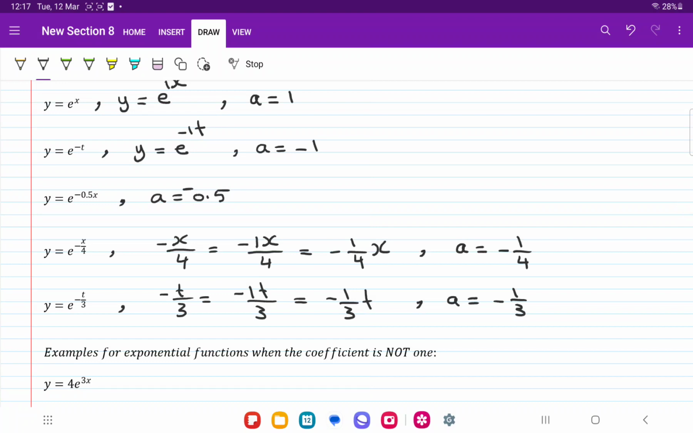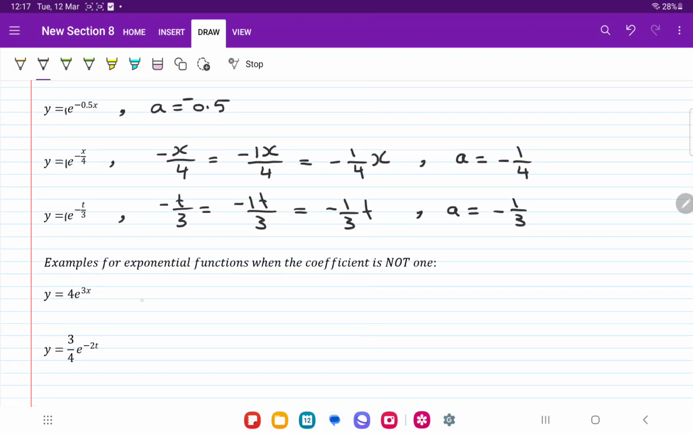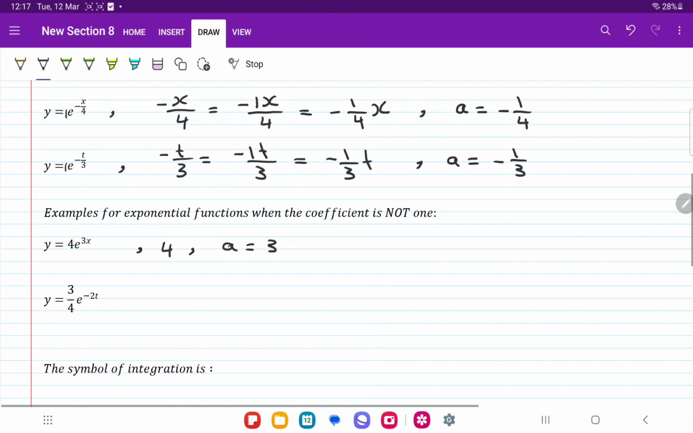As you can see, in all these examples, the coefficient of e, or the number in front of e, is 1. When it's 1, usually we don't write it down, okay? But there is a 1 all over here. Okay, so in this example, the number in front of e is 4, and the value of a is 3. Same thing here, the number in front of e is 3 over 4, and the value of a is minus 2. Okay?